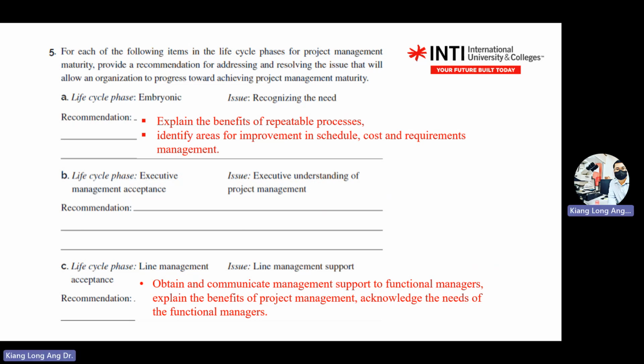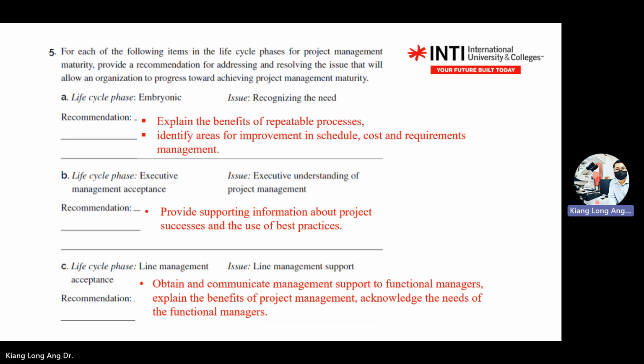Second one, after you pass the embryonic, you go to executive management acceptance. This is the internal process. Embryonic means you have a plan and an early negotiation with the customers. Then you need to pass the budget, so you bring it to the executive level. The issue is executive understanding of project management. The decision maker, the CEO or the general manager, doesn't understand that. So what is your recommendation? Here you provide supporting information for the projects. After that the CEO or top management approves.